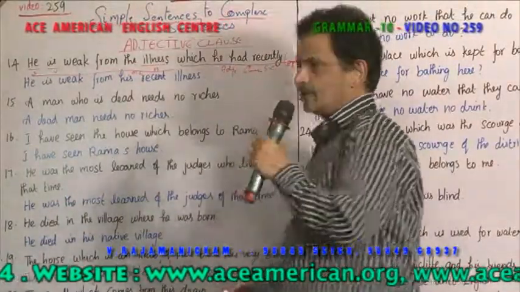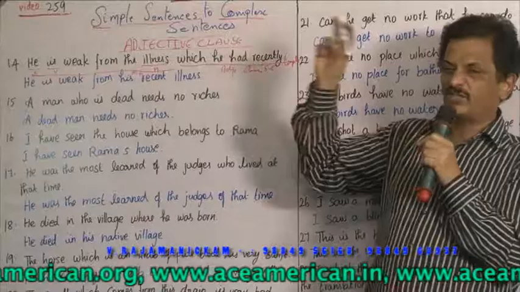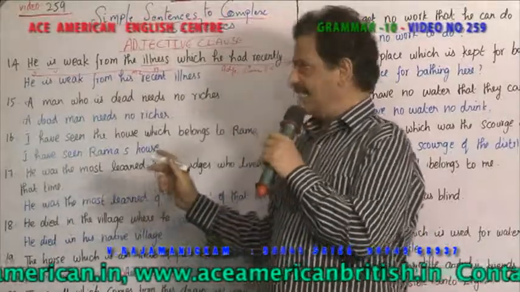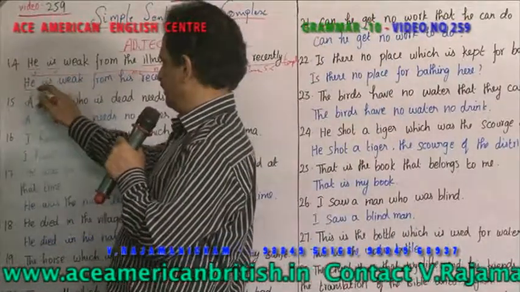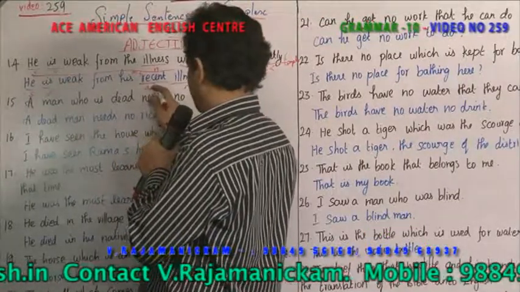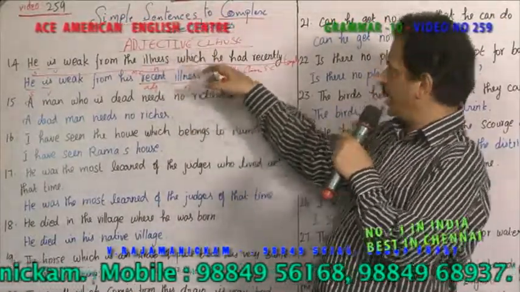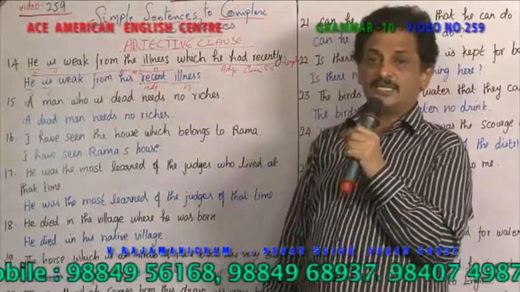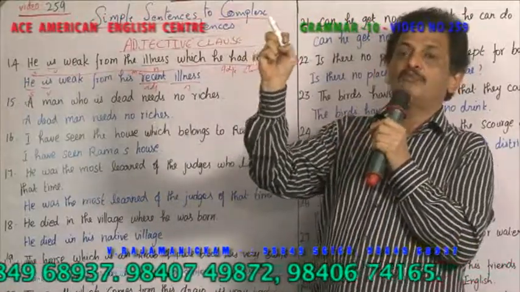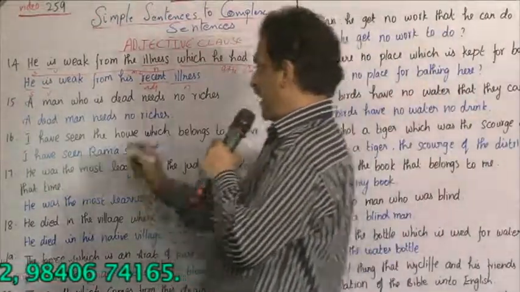So this complex sentence should be converted into a simple sentence. Rather than an adjective clause, you have to give it in one short word. What is that? He is weak from his recent illness. He is the subject, is the verb, weak from illness. Recent becomes an adjective in a single word. There is no clause here. Which he had recently is the entire clause, and this entire adjective clause is clubbed together and put in a single word: recent. You got it?